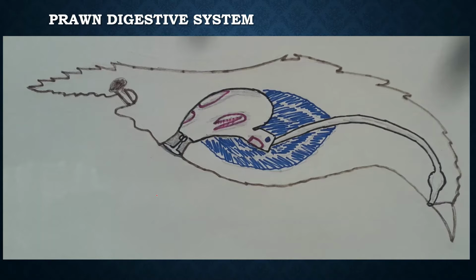The food then comes into the esophagus, and with the help of the peristaltic activity of the esophagus, it goes towards the cardiac stomach. Afterward, the digestion of the food starts in the stomach.